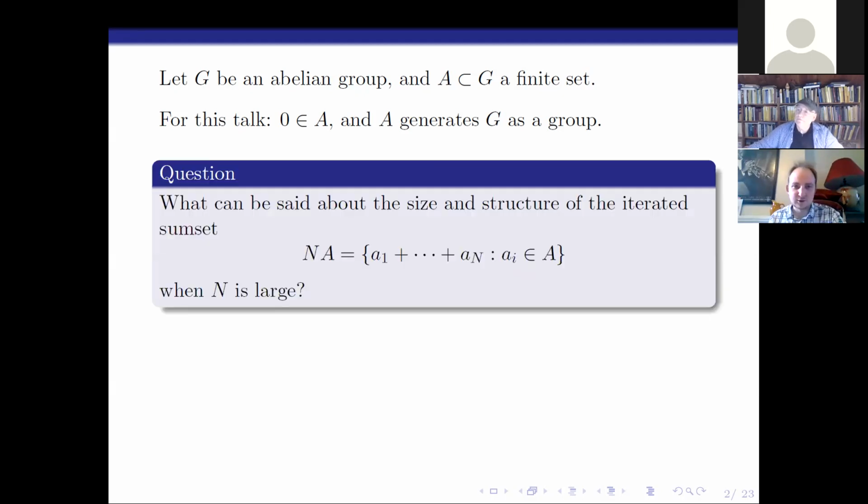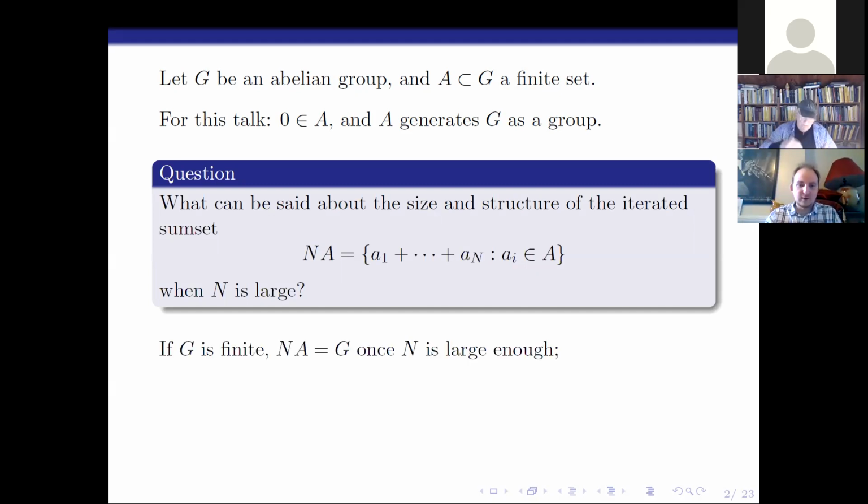Okay, so the very vague initial question is this: what can be said about the size and structure of the iterated sumset nA? Not when n is 2, 3, or any other fixed bounded quantity, which is, of course, what we study perhaps most of the time in additive combinatorics, but rather when n is extremely large. Is there anything sensible you can say? And if so, how do you say it?